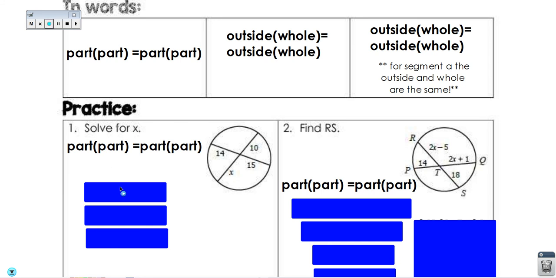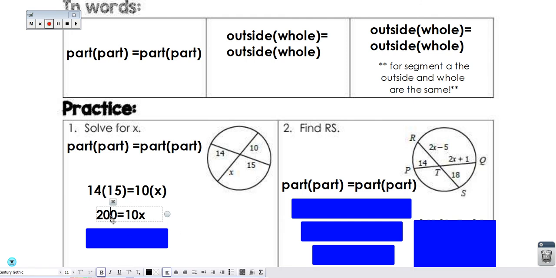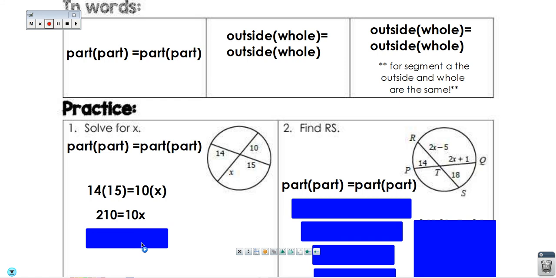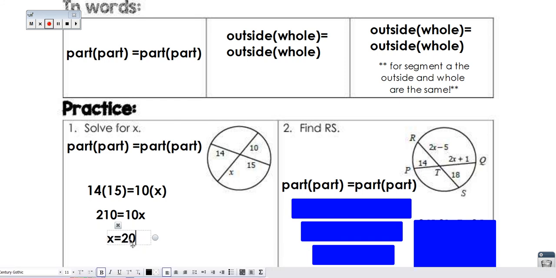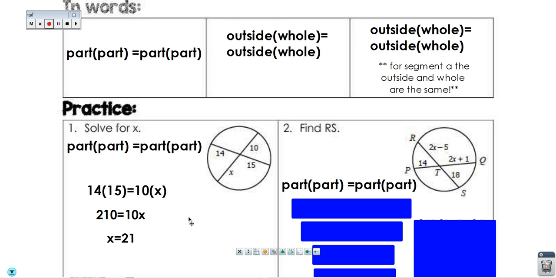Alright, so we have 14 times 15, because they're part of the same segment, equals 10 times x. Now we'll solve it. We get 210. 210 equals 10x. And when we solve that, we get 21. X equals 21. Apparently Miss Bean doesn't know what 14 times 15 is.